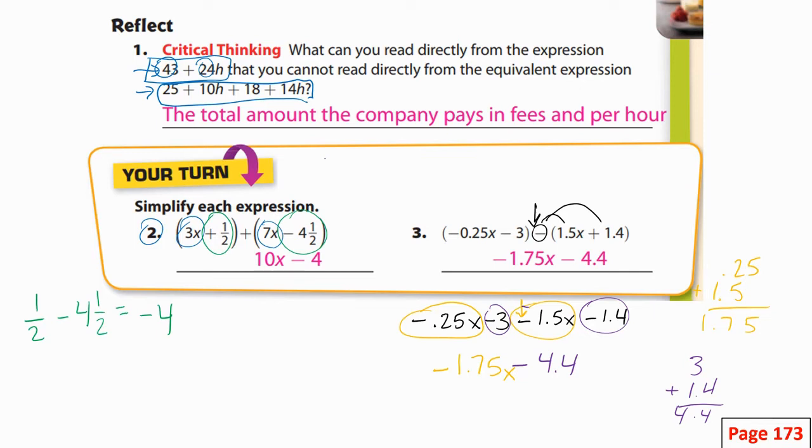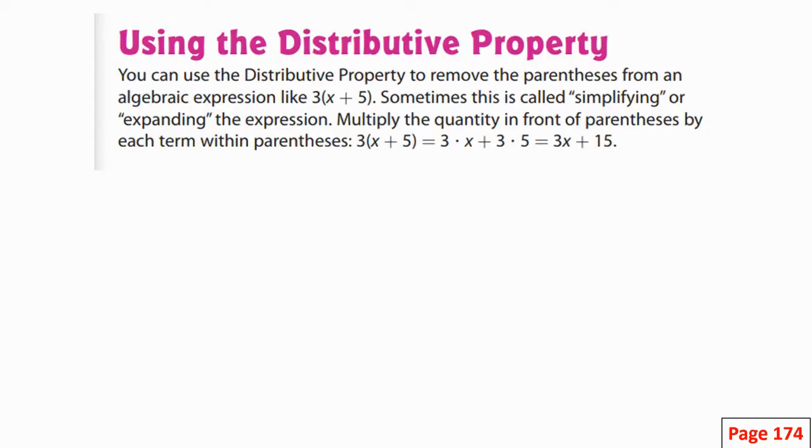All right. So we're going to move on to the distributive property. And you could use the distributive property if you remember that. That is distributing the 3 to the x and the 3 to the 5. That's 3 times x and 3 times 5, which is right here. And 3 times x is written as 3x, and 3 times 5 is 15. So we're going to use that in this problem.